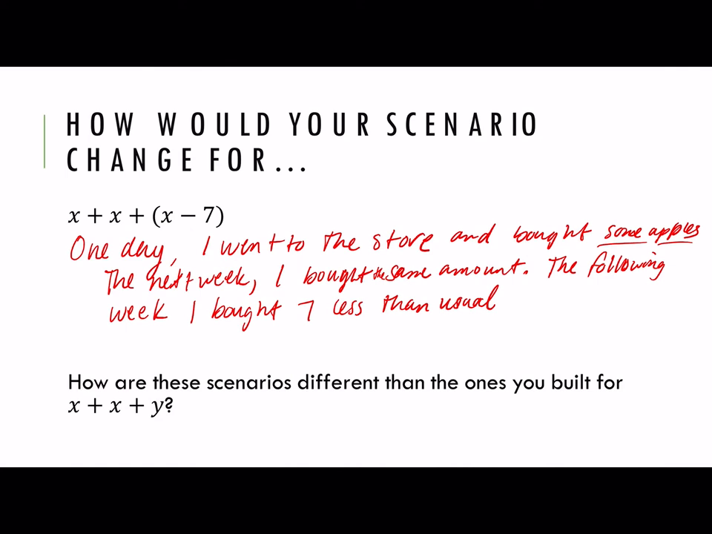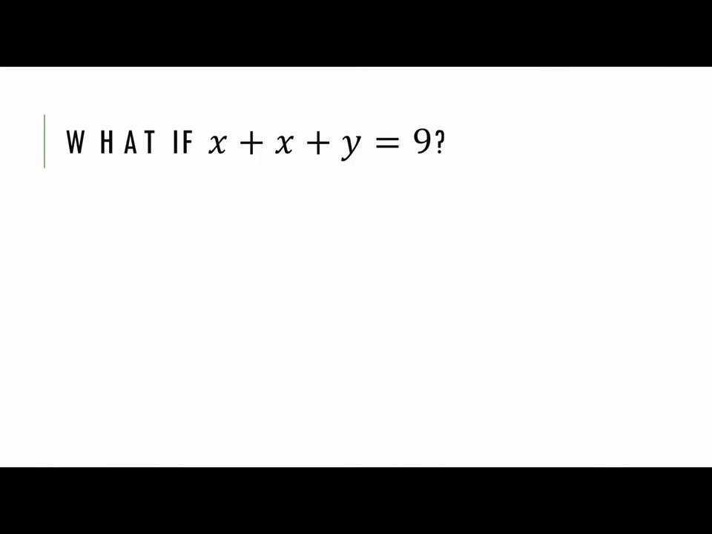So in the first one that is modified, I had twice as many apples, 2x, as I did on the third week. The scenario is different this time because on the third week, I am buying 7 less than my usual amount. So they could be different values. Okay. What if x plus y equals 9?